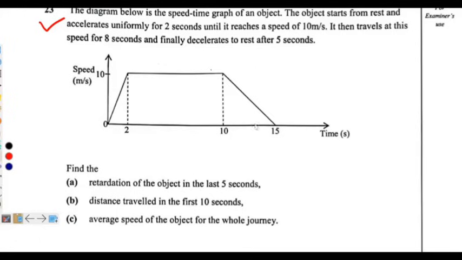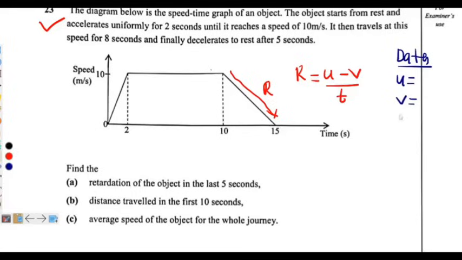So in the last 5 seconds, they want you to find the retardation of the object. So retardation will take place right here. This is where we are going to have retardation. So retardation is equal to initial velocity minus final velocity over time. So from here, we should organize our information. We call it data. So initial, final, then time. If it's starting to decelerate from here, it means the initial is going to be right here, then the final velocity will be right here.